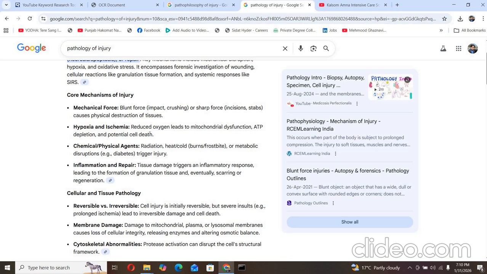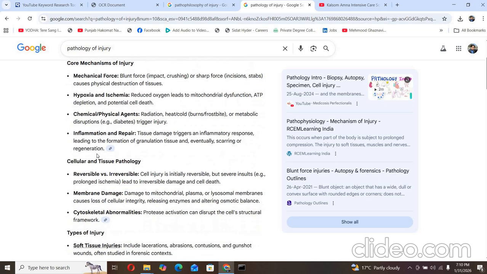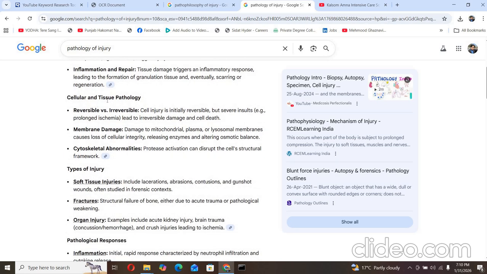Hypoxia and anemia reduce oxygen, leading to mitochondrial dysfunction, ATP depletion, and potential cell death. Chemical and physical agents, radiation, heat, cold, and metabolic disruption such as diabetes trigger inflammation and repair. Tissue damage triggers an inflammatory response leading to the formation of granulation tissue and eventually scarring or regeneration.